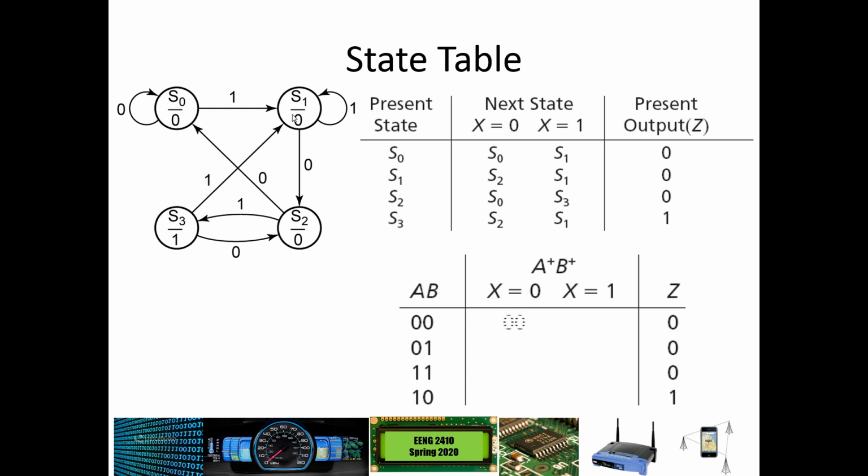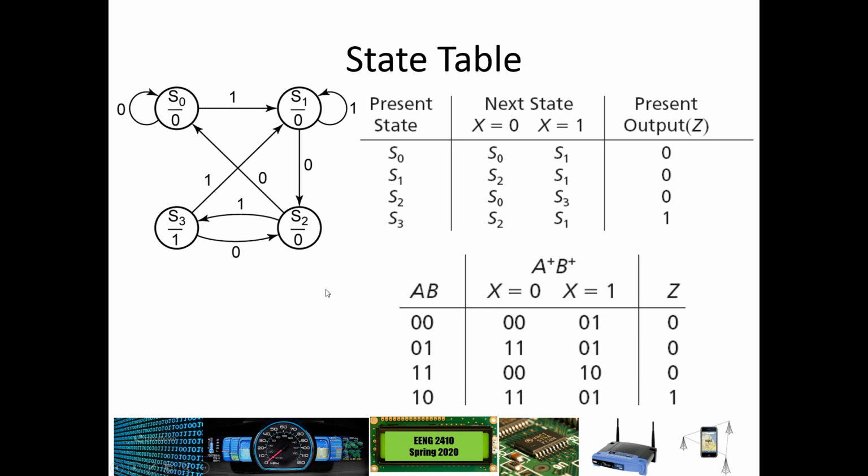And so S0 gets replaced by 0, 0. S1 gets replaced by 0, 1. S2 gets a 1, 1. S1 gets a 0, 1. S0 gets 0, 0, S3 gets 1, 0, S2 gets 1, 1, and S1 gets 0, 1. So we're just looking for each of these states we're transitioning to, and now we're putting our binary.